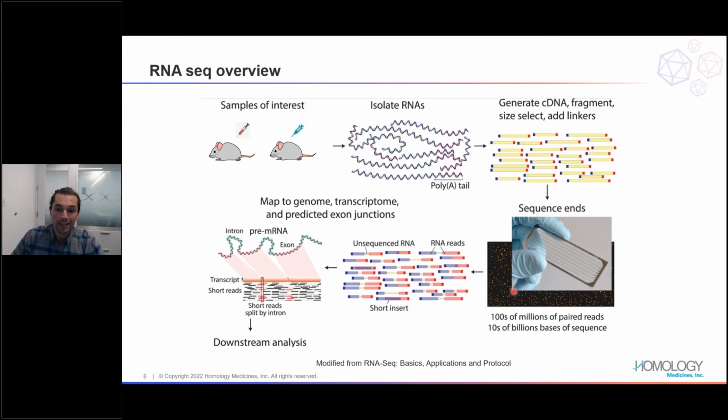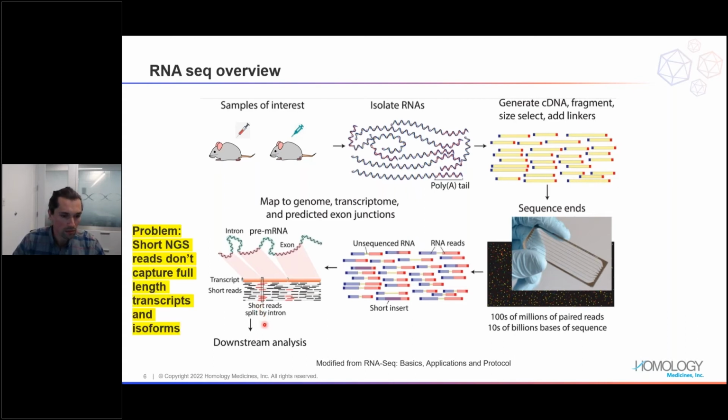In this slide, they're using an Illumina machine, it looks like, to generate short reads, which you then demultiplex and bioinformatically analyze, and you have to align them to a reference. This has some drawbacks, right? Especially where we want to understand the full length isoforms. NGS short reads don't really capture that.